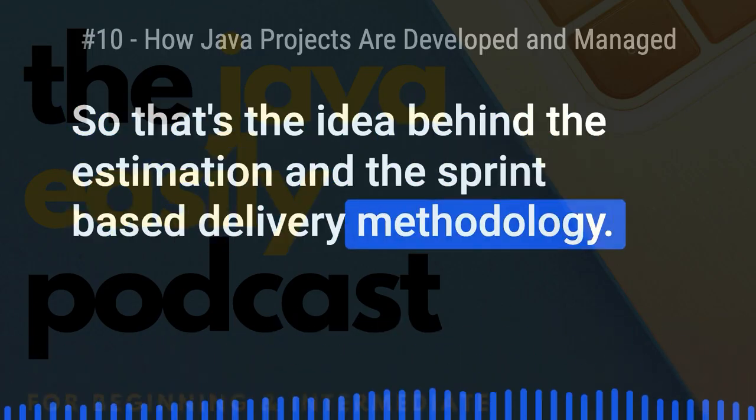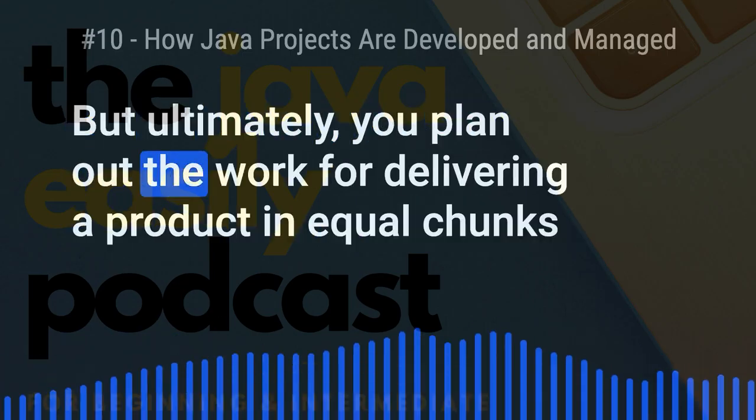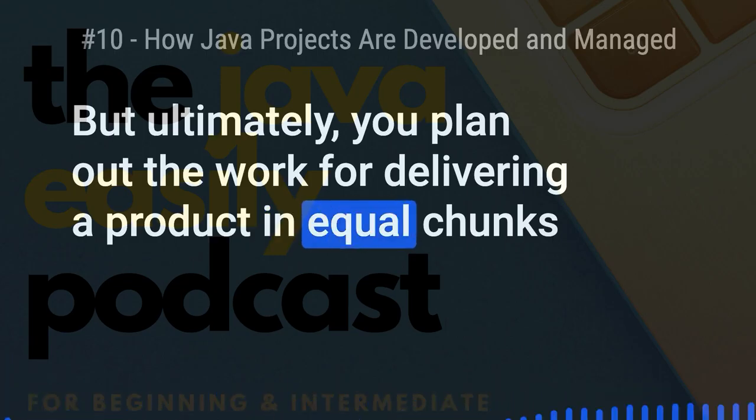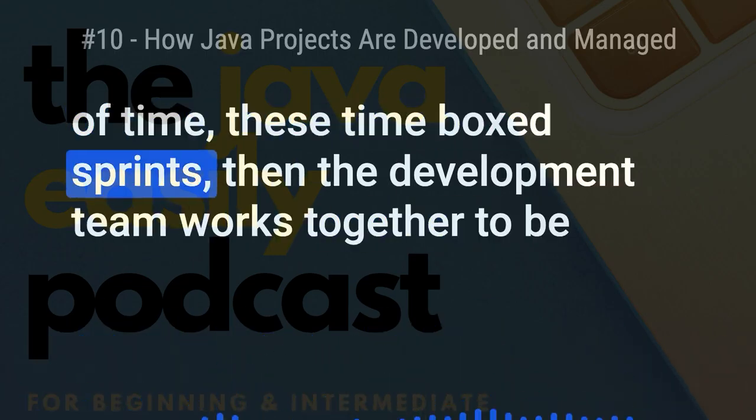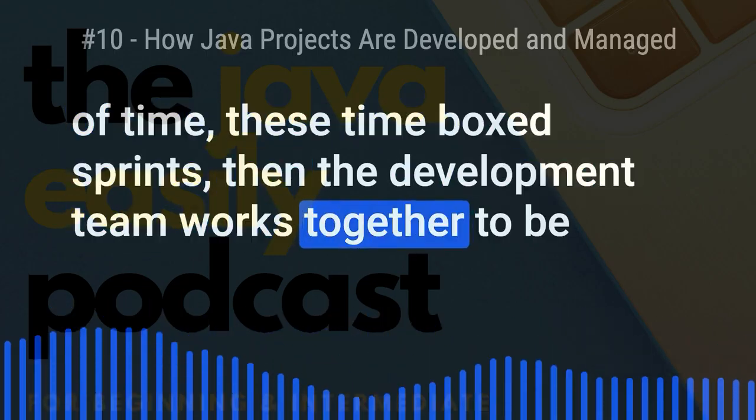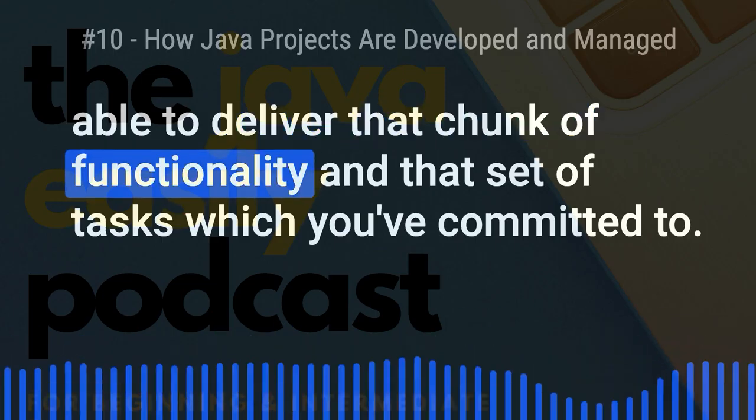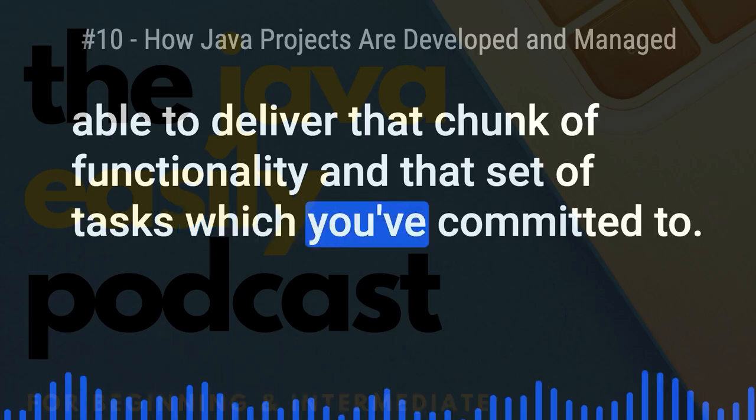So that's the idea behind the estimation and the sprint-based delivery methodology. But ultimately, you plan out the work for delivering a product in equal chunks of time, these time-boxed sprints. Then the development team works together to be able to deliver that chunk of functionality, or that set of tasks which you've committed to.